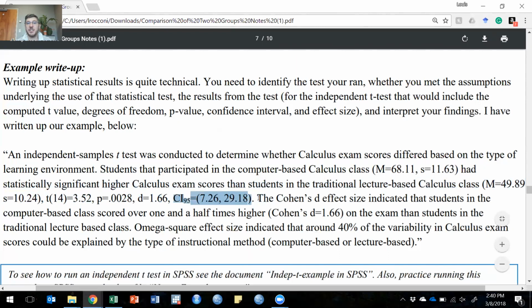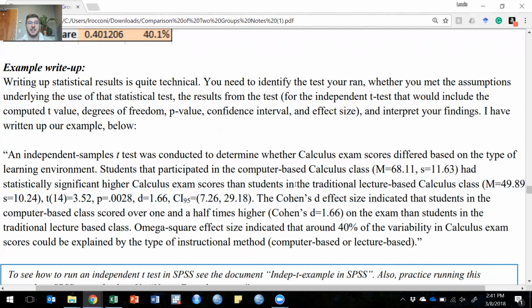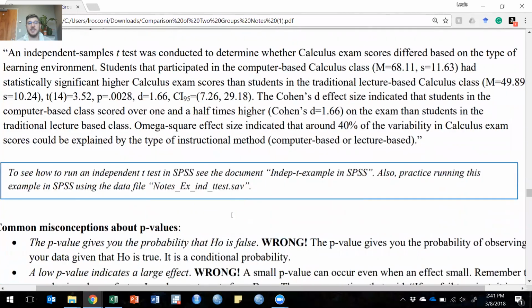You can actually interpret the Cohen's d effect as indicating that students in the computer-based class scored over 1.5 times higher on the exam than students in the traditional lecture-based class. A better way of saying that is they scored 1.5 standard deviations higher than students in the traditional lecture-based class. And then omega squared indicated around 40% of the variability in calculus exam scores can be explained by the type of instructional method.